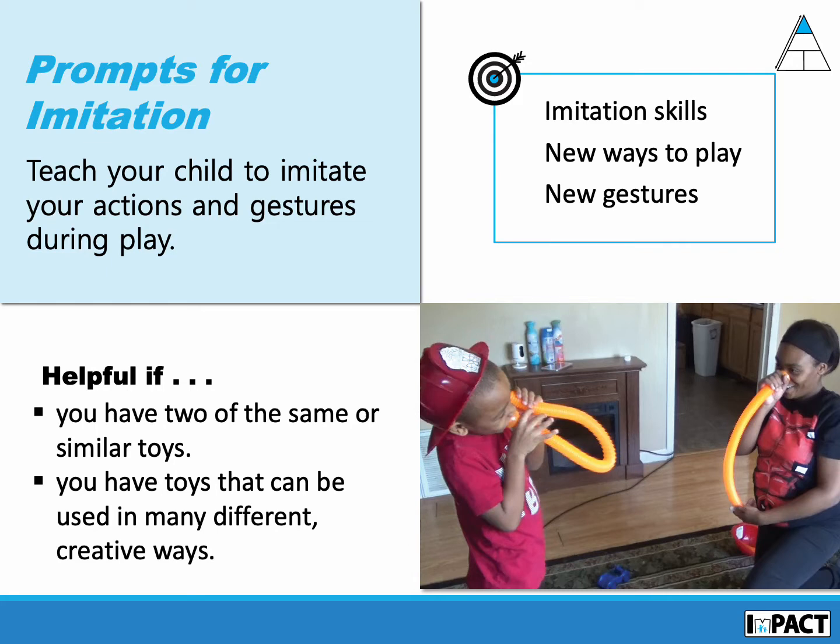Teaching imitation during play is most helpful when you have two of the same or similar toys, so that you and your child can imitate each other at the same time. Some toys work better than others for teaching object imitation and gesture imitation. It is also much easier to model actions for your child to imitate when you use toys that can be used in a number of different creative ways.